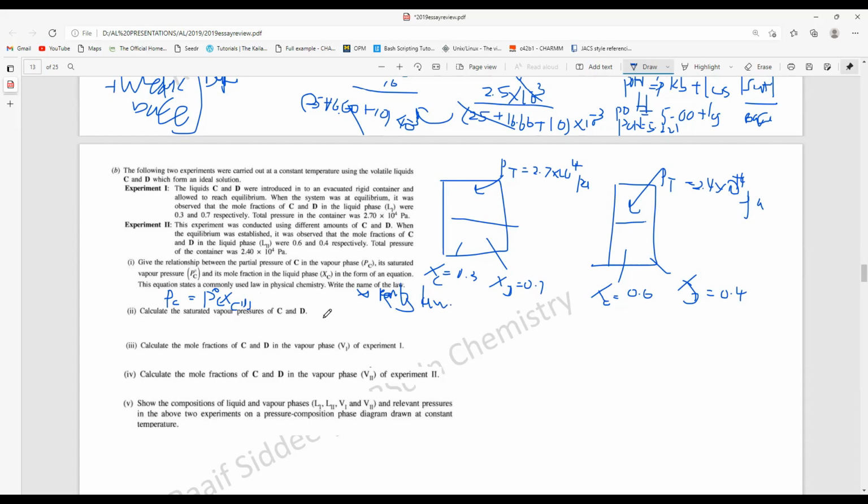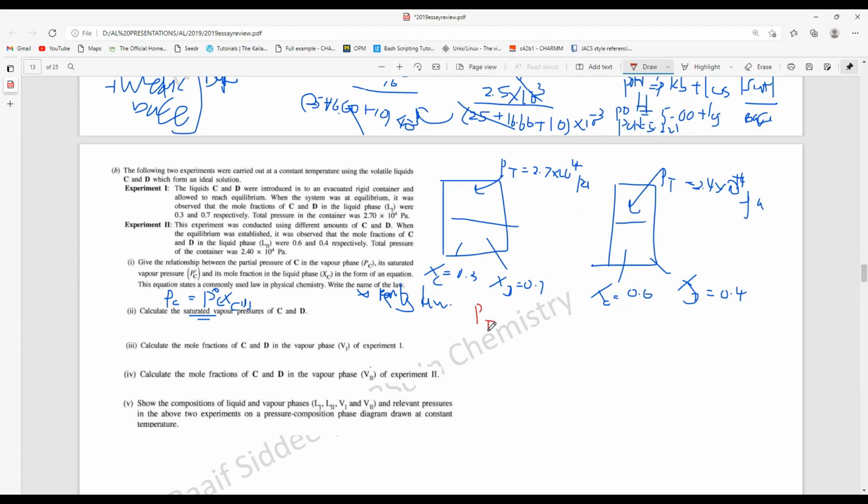Calculate the saturated vapor pressure of C and D. So now total pressure is given. In order to calculate the pressure of C here, PC, we have not been given any information about P naught C or P naught D. So we have to think about a different style. What can we do here? Because they are asking for the saturated vapor pressure, we need to find that one. So the only thing that I can get here is they have given the mole fraction of the liquid phase and the total pressure.